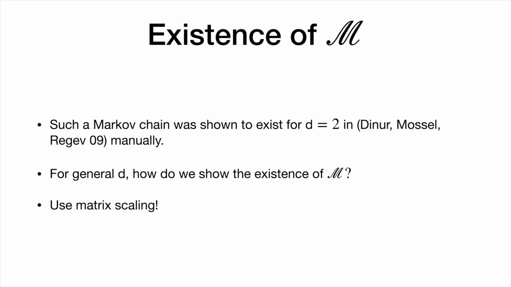Okay, and how do we show existence of such a symmetric Markov chain? For d equal to 2, Merzel and Regev constructed such a symmetric Markov chain manually, and we need to construct that for any general d. And how do we do this? The idea that we use is matrix scaling.